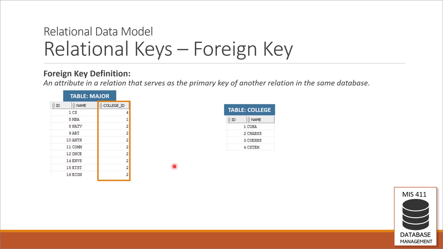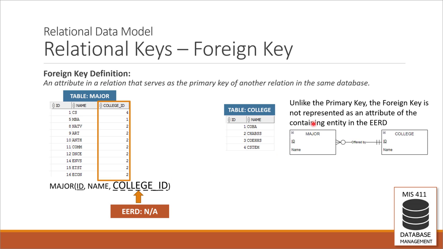So what I'd like to do here also is show, in the simple representation that I've been including previously, that the foreign key is represented as a dashed underline. Okay, so here we have the major relation or table. I see that ID is the primary key, it's underlined. Name is just a normal field. And then college ID is a foreign key, it has a dashed underline.